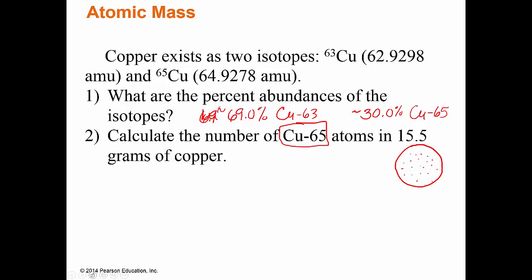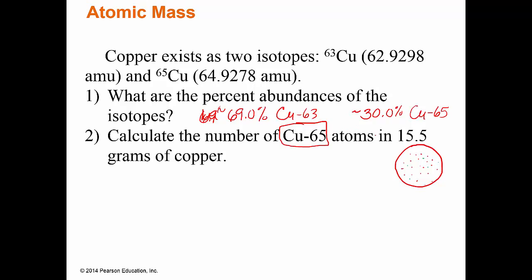At the same time, we have copper 65 atoms existing in this sample, but you only have 30%. So there's a lot more copper 63 in a sample of copper than there is copper 65. This is what an isotope is. It's a perfect blend of the two atoms. Perfect blend, but not in perfect proportions or equal proportions. So this is the problem.